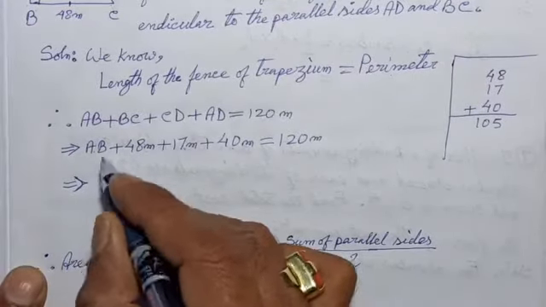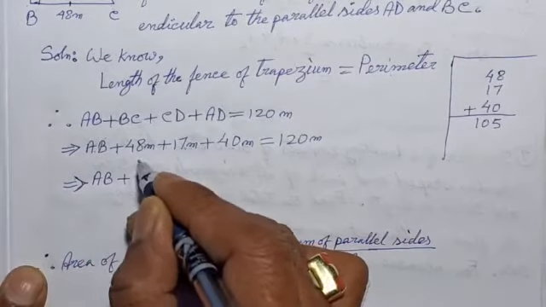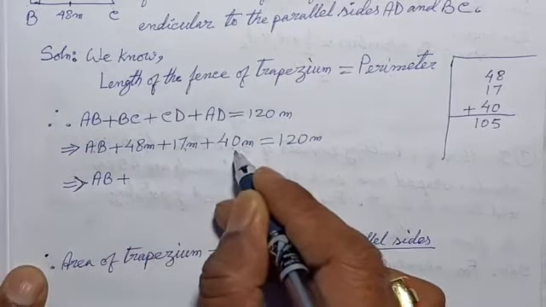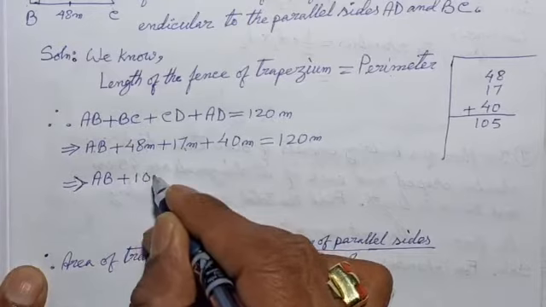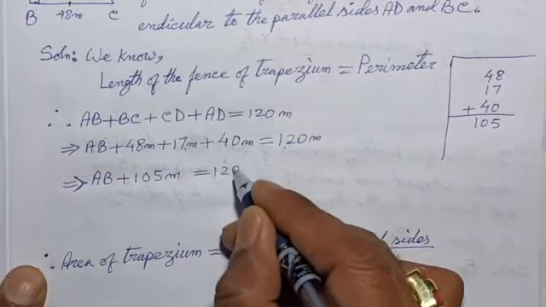So next is AB. Let's write this AB here. Then plus sign. 48 plus 17 plus 40 is 105 meter, and this is equal to this 120 meter.